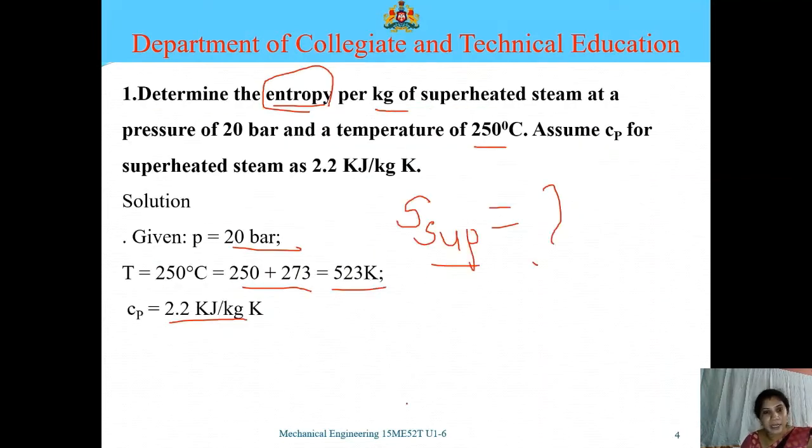So let us recall the problem once. In this particular problem, they had asked us to find out the entropy, just the entropy of superheated steam, where the pressure is 20 bar and temperature is 250 degrees Celsius. So in this condition, they had asked us to find out the entropy.